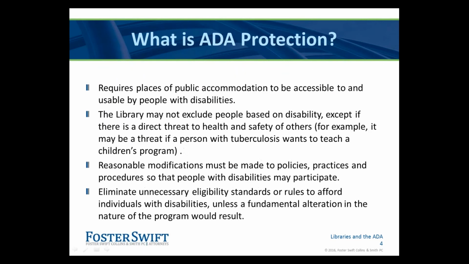So the next two slides give you a general overview of what the protections of the ADA are. What the ADA does is require places of public accommodation, which is Title II and what a library is, to be accessible to and usable by people with disabilities. The library may not exclude people based on a disability except if there's a direct threat to health and safety of others. And I'll give you one example that may be a threat. For example, if a person with tuberculosis, which is a very contagious and serious disease, wants to teach a children's program, that may be a situation where there's a threat to public health and safety.